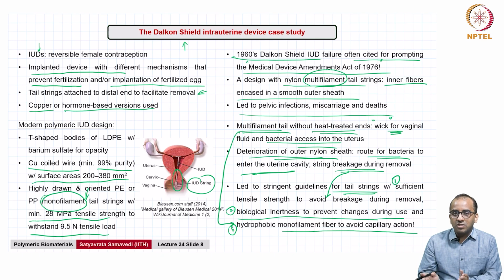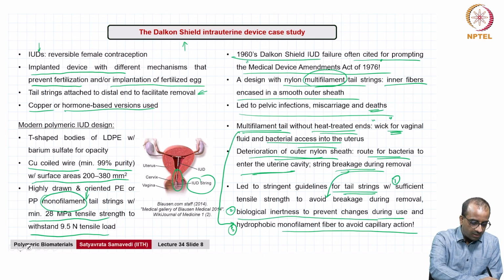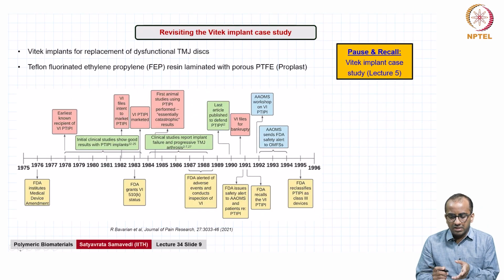So this was not something that the company would have anticipated, and yet this is what happened, right? And that led to a lot of issues for patients, and like we noted, even deaths, right? So that is one very important landmark case study for failure. The other one is the Vitek implant case study. We are simply revisiting it here.